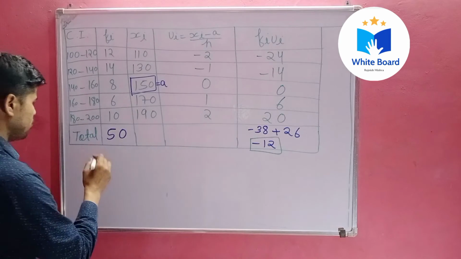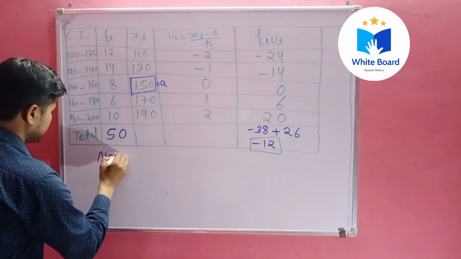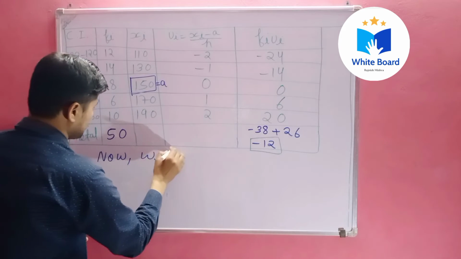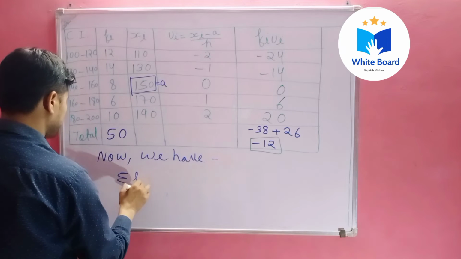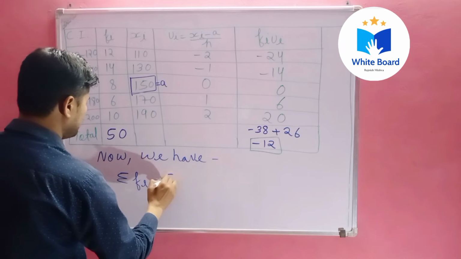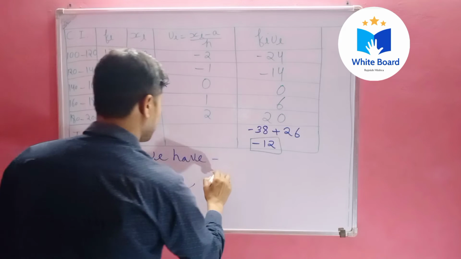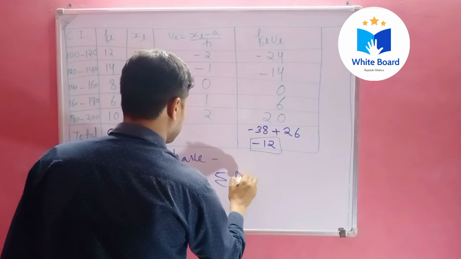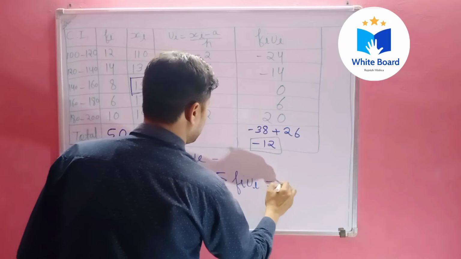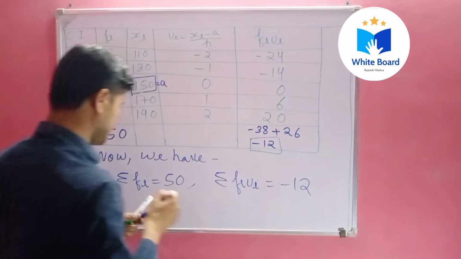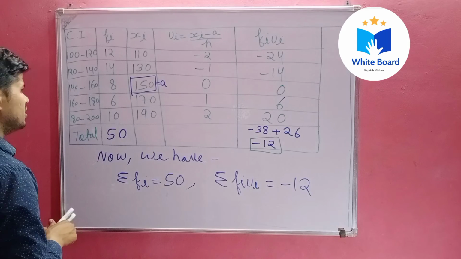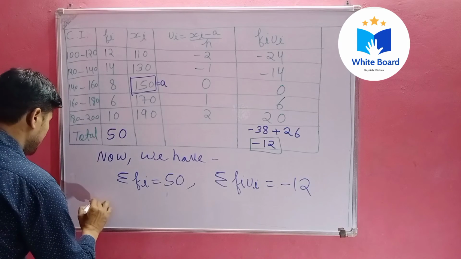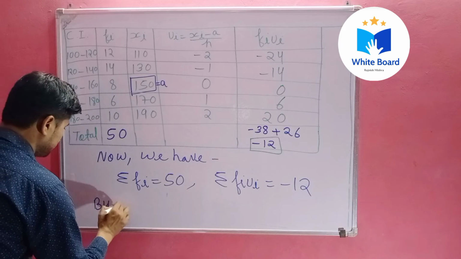Now we have summation fi equal to 50, summation fi ui equal to minus 12, and here we use the assumed mean method.